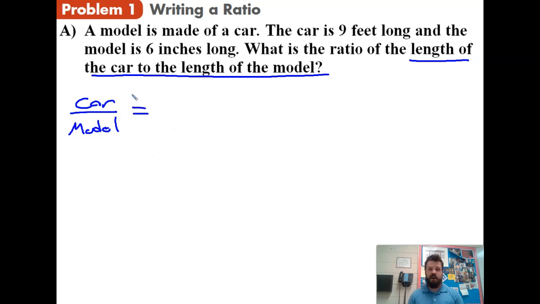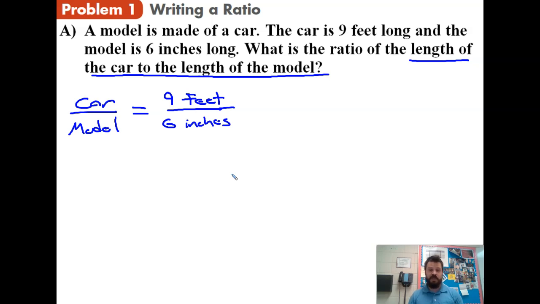In this case, the car, it says, is 9 feet long. So we'll say 9 feet over the length of the model, which is 6 inches. So I can say the ratio of the length of my car to the length of my model is 9 feet to 6 inches. Now, at this point, our ratio doesn't really tell us much. If I divided these two, it's not going to be very meaningful, just because one of the measurements is in feet, the other one's in inches.